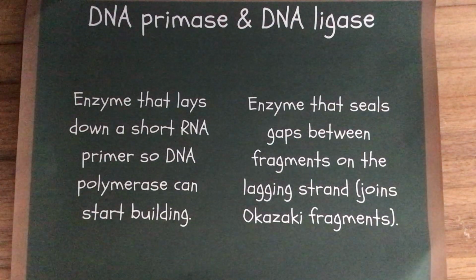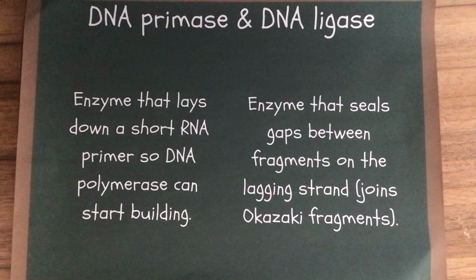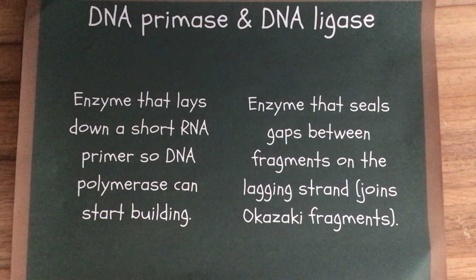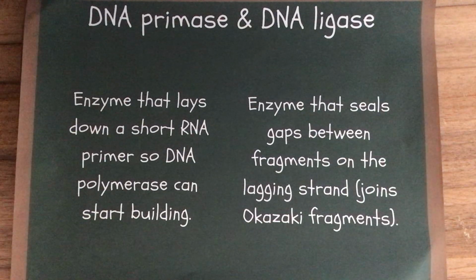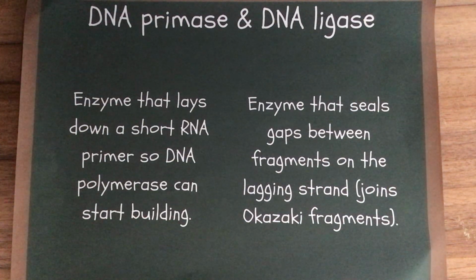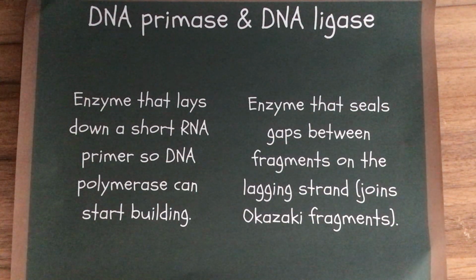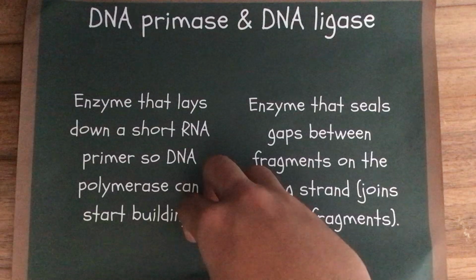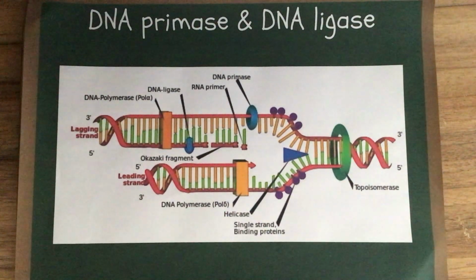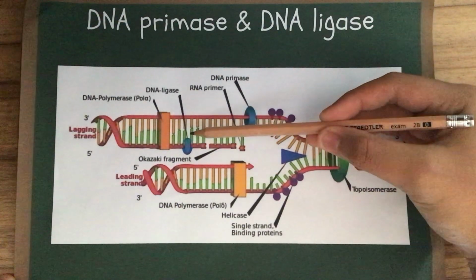Now let's look at DNA ligase. DNA ligase is an enzyme that joins DNA fragments together. On the lagging strand, DNA is made in short pieces called Okazaki fragments, and DNA ligase fills the gap between them. This is a DNA primase, and this is a DNA ligase.